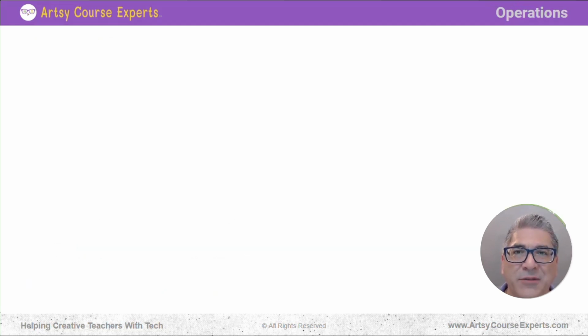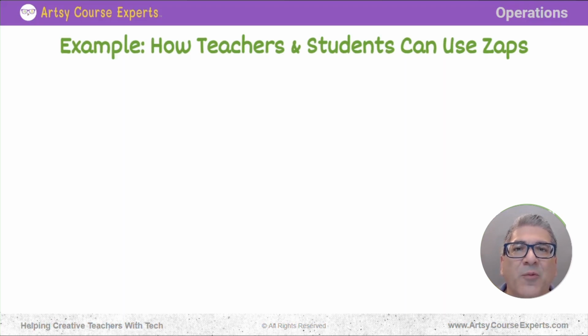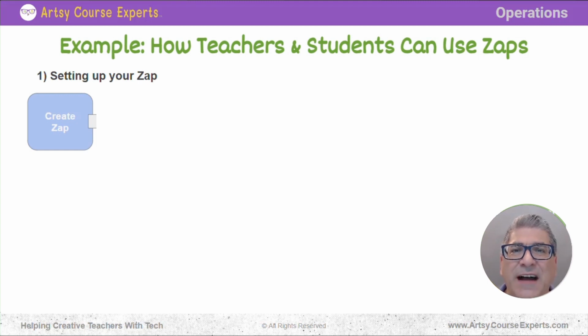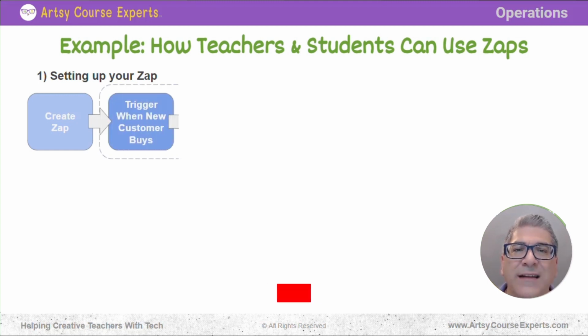Now let's check out an example. In this example, we're going to see how teachers and students can benefit from all the Zaps. The students aren't going to even know that you're using Zapier behind the scenes. They're just going to get all the benefits. First of all, as a teacher, you would log into Zapier and create a Zap. The first thing you need to do is specify a trigger. This is the thing that's going to start and ultimately create this action. We're going to connect with Stripe, and we're going to say, hey, when a new customer buys, that's the trigger.